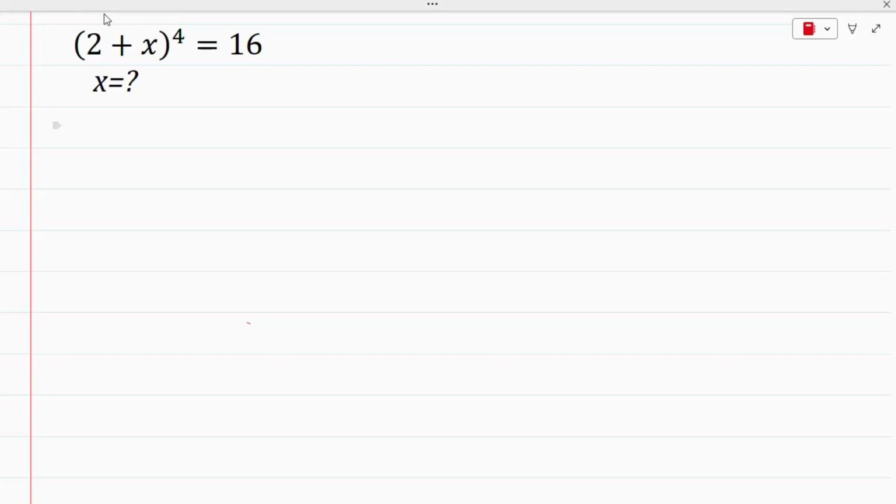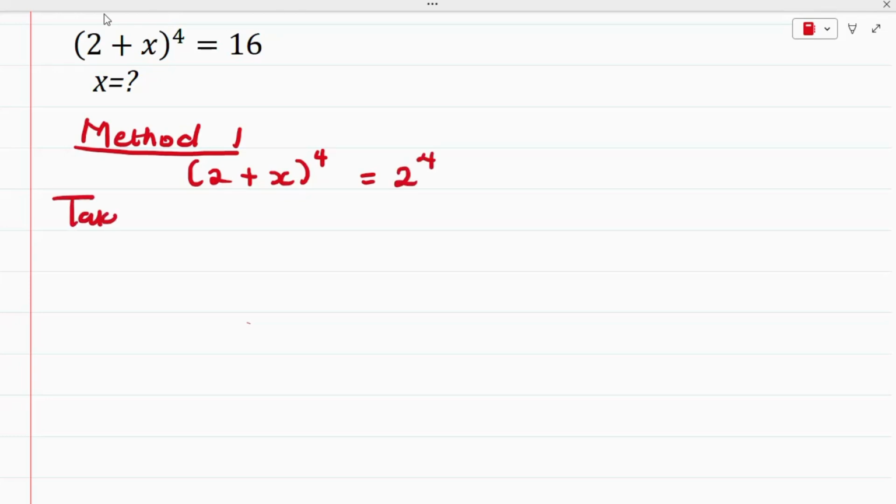So right here, guys, we have this nice Harvard University admission question and we are to find the value of x. The first thing, guys, I'm going to share with you two methods that you can actually use to solve this. So let's start with method 1. We have the question to be (2 + x)^4 = 16, and we can easily express 16 in terms of 2 as 2 raised to the power of 4.